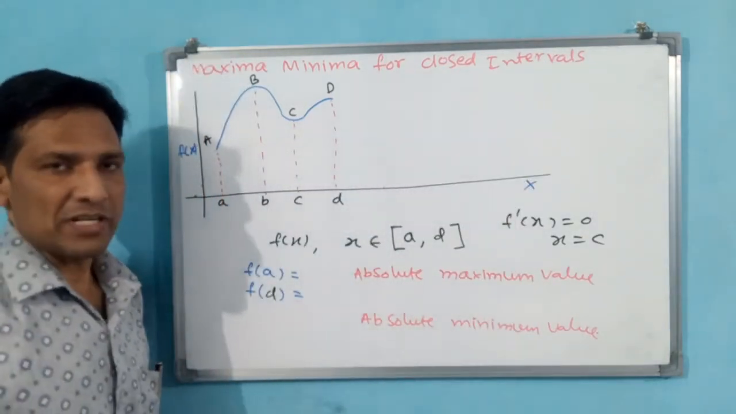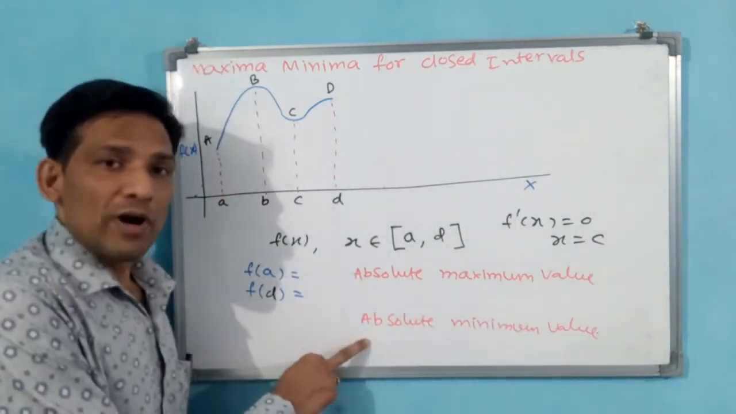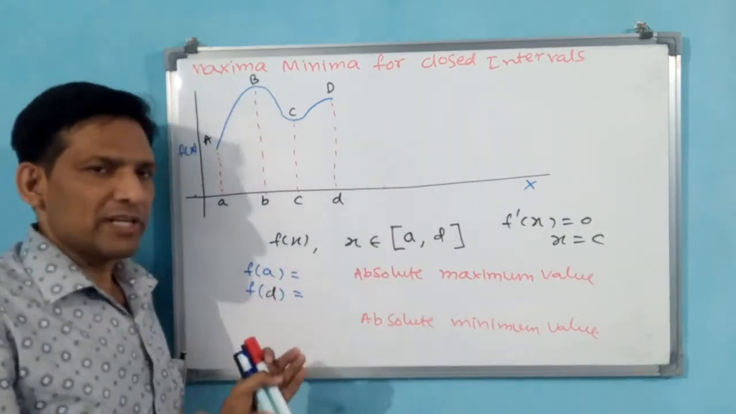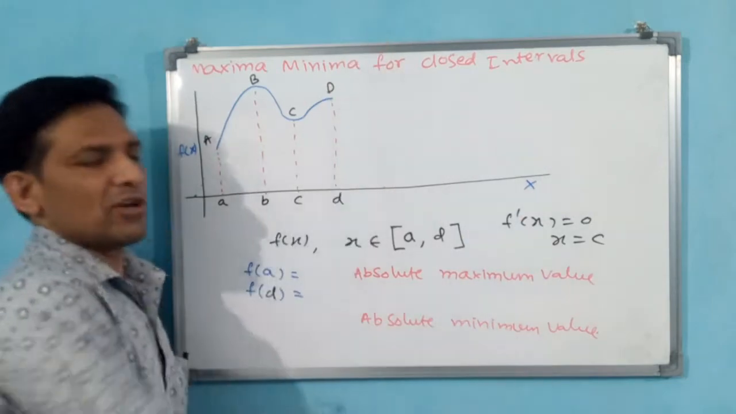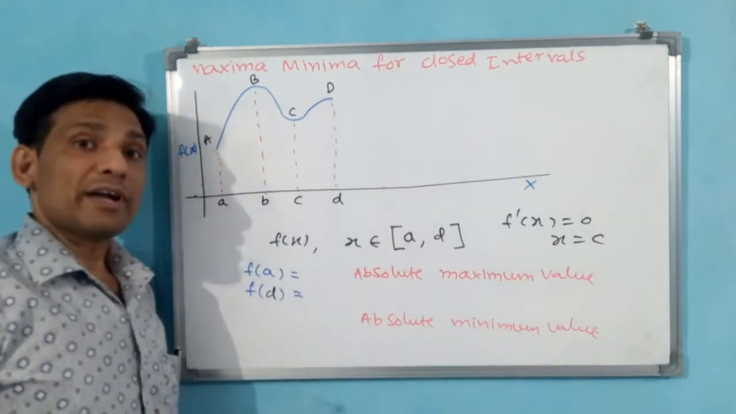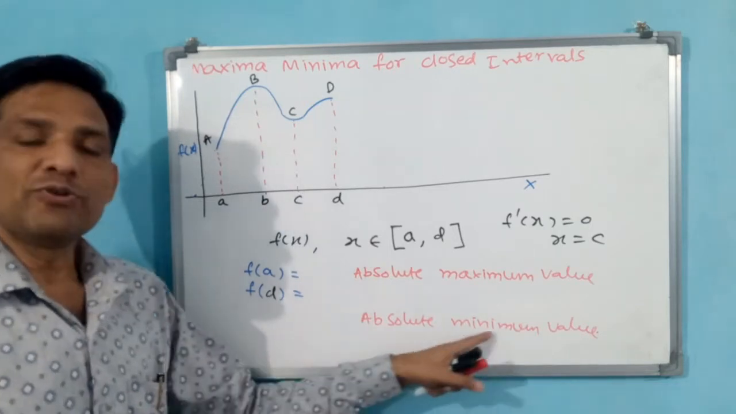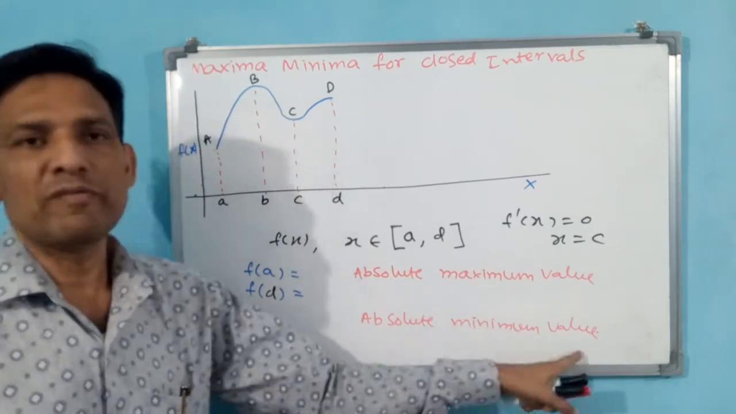This concept you have to understand. When the word absolute comes, it means closed interval. You are defining clearly. If it is a closed interval, then only you can define clearly. This is the absolute, or greatest maximum value. Absolute minimum value, or least minimum value.